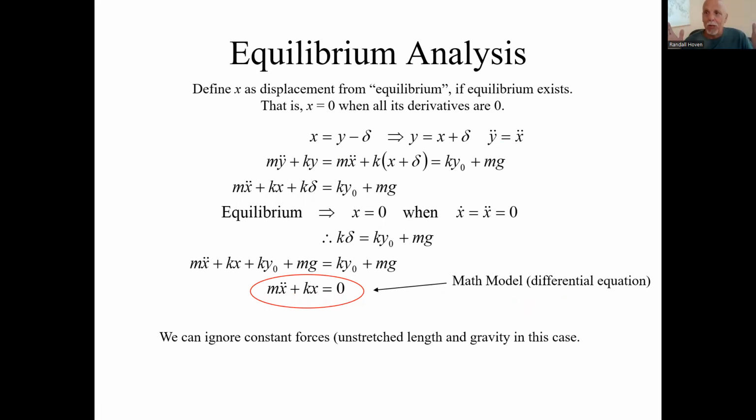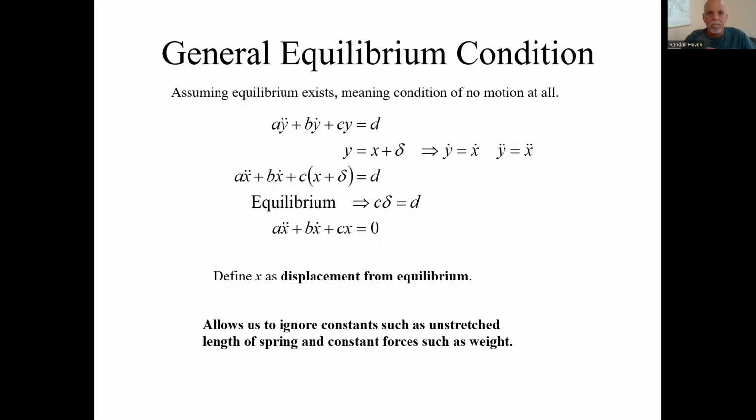I thought this was a big deal when I first learned it, because I learned dynamics before I learned control systems, I guess. And in dynamics, we had to remember to keep the unstretched length of the spring. And in general, that's the case. If you have an equation like this where you just have the constant on the right, you can define your x differently and get rid of that constant on the right. And you have this homogeneous equation. So we're going to do that. We're going to define our displacement x as a displacement from equilibrium.